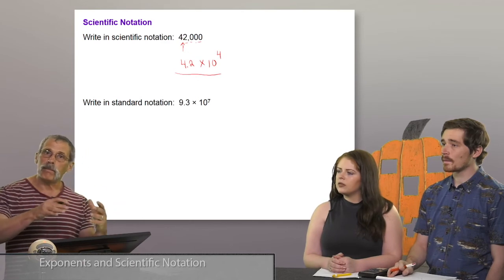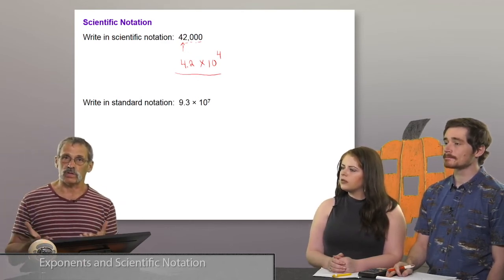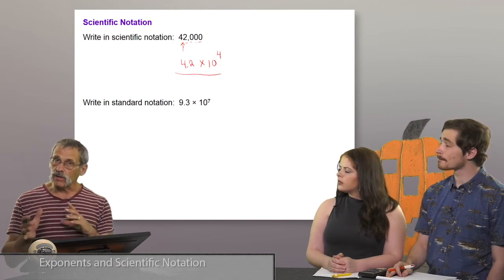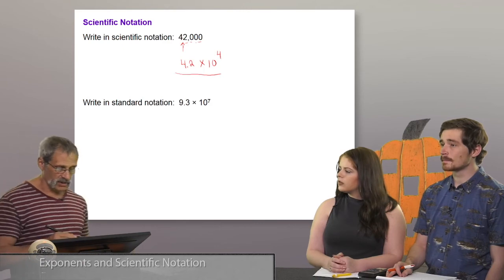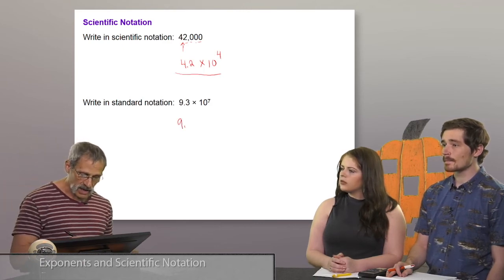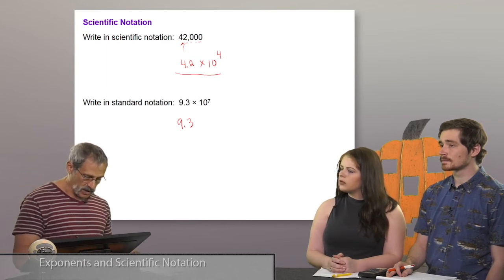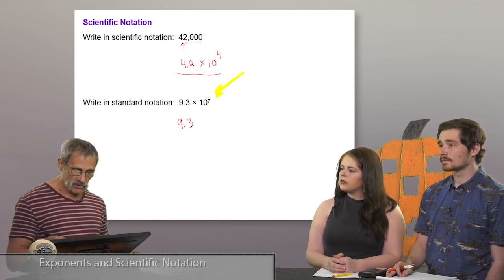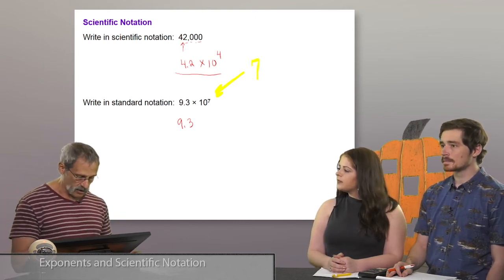Let's go backwards. 9.3 times 10 to the 7th is a special number because that in miles is the distance from the Earth to the Sun. If I want to write this in standard notation, I would write 9.3, but then I'd move the decimal point. I'd move the decimal point how many times? 7 times. Very good.